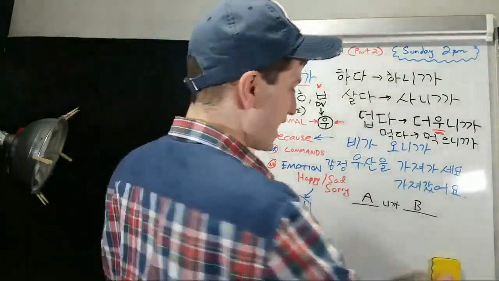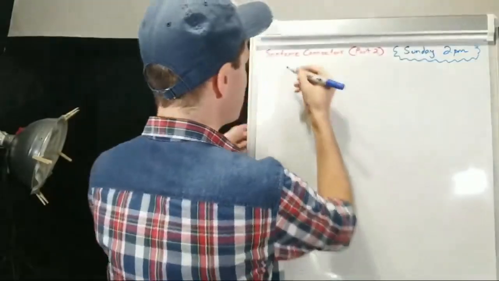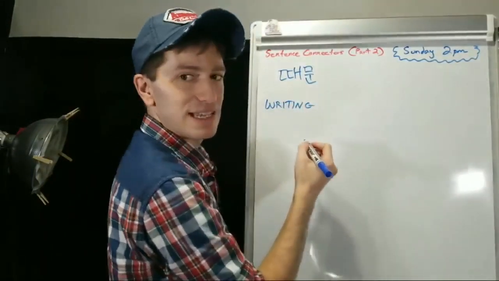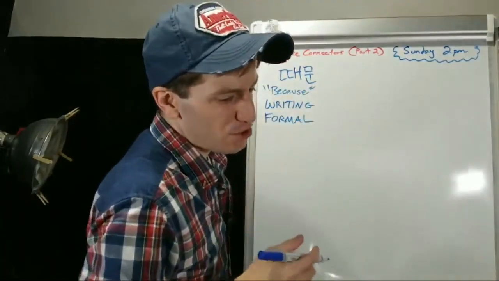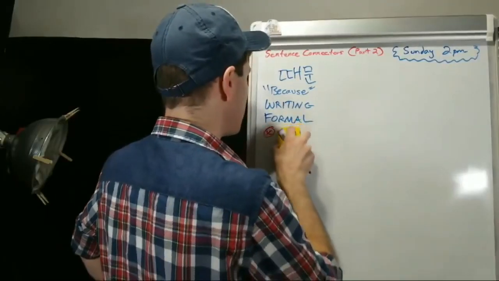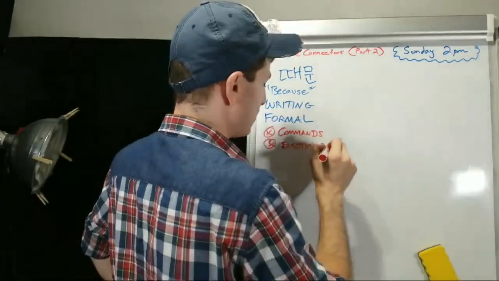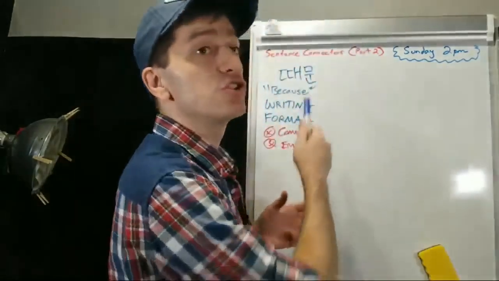So let's go on to the next form, our final form for today. This form is also because. You'll see this form used in writing. The reason is this form is formal. This form also has restrictions. Can't be used to make commands. And you're not going to use this to say emotions because it's simply awkward. It's used in speaking too, but you'll find it the most often in writing.